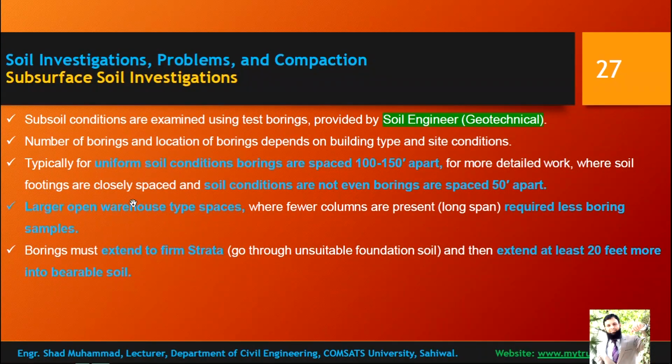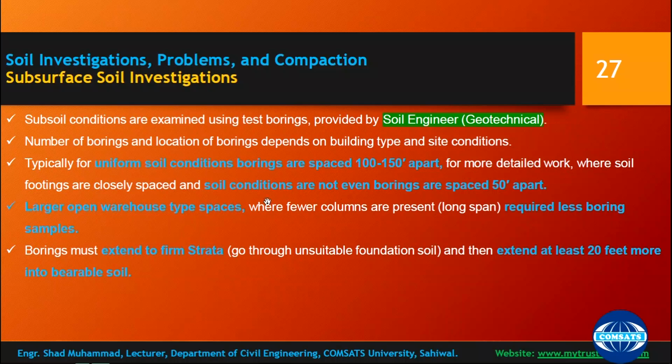Subsurface soil investigation. Subsoil conditions are examined using test borings provided by a soil engineer or geotechnical engineer, and the number and location of borings depend on the building type and site condition. Typically for uniform soil conditions, borings are spaced 100 to 150 feet apart. So if the soil and soil strata are uniform, then borings should be taken 100 to 150 feet apart.